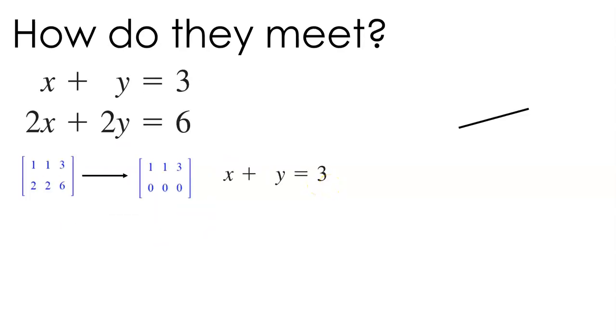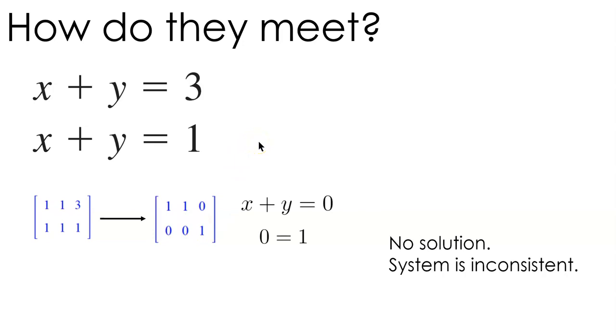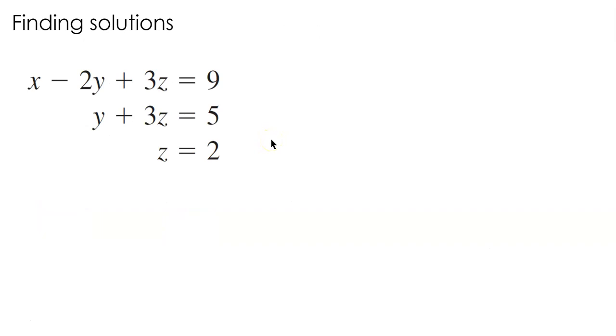Lastly, let's look at x plus y equals 3 or x plus y equals 1. Now you should look at that and go, well, it can't be 3 and 1. We're going to have something weird here. So if I put it in reduced row echelon form and put it back in the equations, the first equation is x plus y equals 0, and the last one is 0 equals 1. 0 never equals 1. There's no solution. This is an inconsistent system. They're parallel lines. So let's get something a little more complicated.